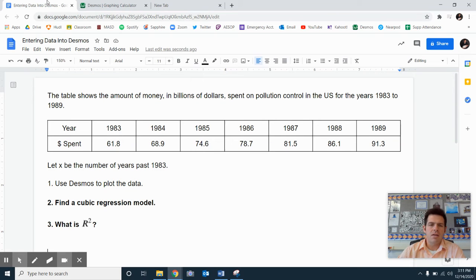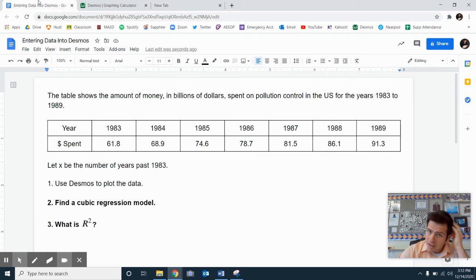Mr. Barry here again. We're still in the same problem. Unfortunately, we're talking about pollution control in the United States in the 80s, mid to late 80s, I suppose. We've already entered this data into Desmos. We plotted these points. We're using 1983 as year zero and moving on from there, and in billions of dollars.